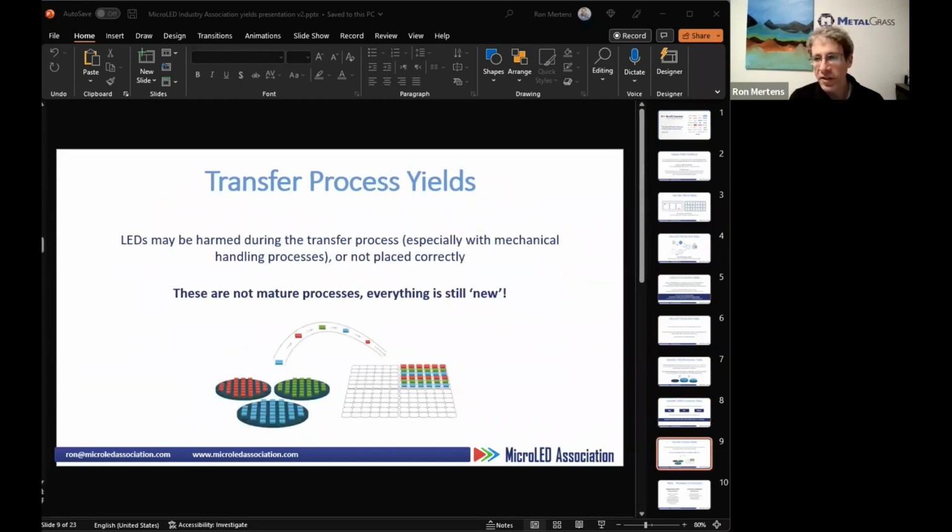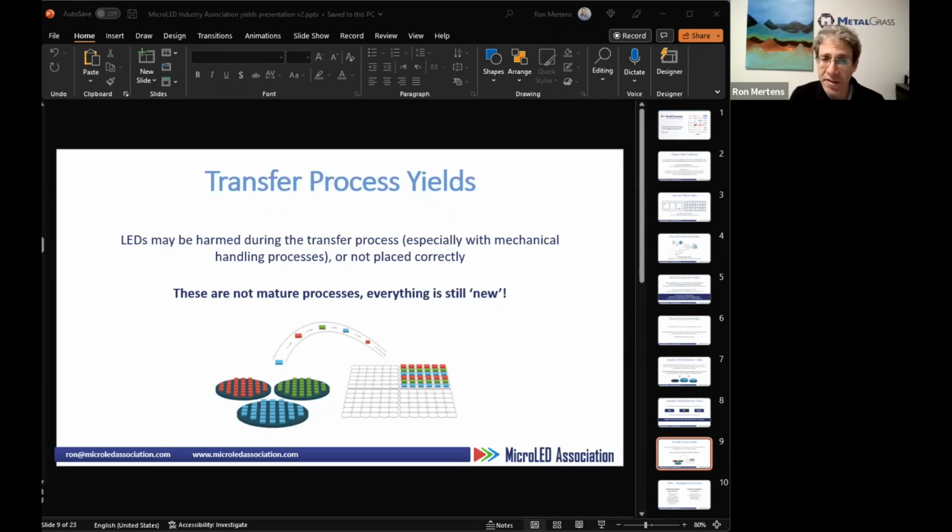So after we finish the LED wafer, we're looking into the transfer process. This is another critical stage in the production, and again, it could harm the LEDs. This is especially problematic in mechanical transfer processes, when you have a stamp that picks the LEDs from the wafer using mechanical force. Another failure point can be the placement and the bonding of the LEDs.